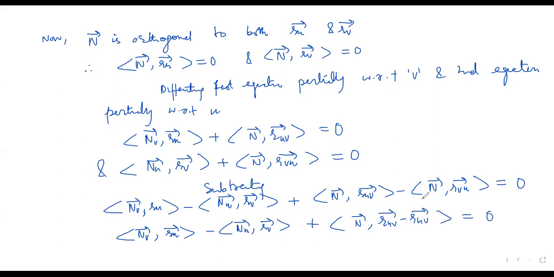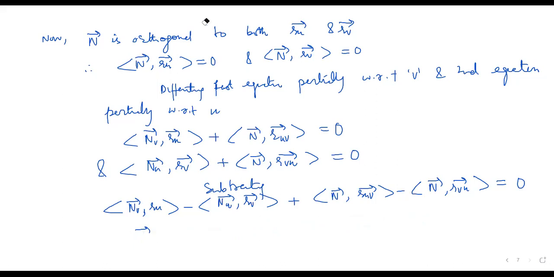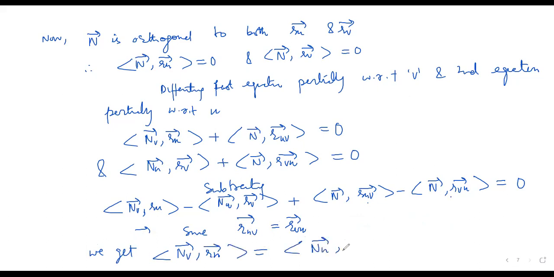Or simply I could say now, this will get too long. Simply we say now r_uv, because the surface is smooth, so mixed partial derivatives are equal, so therefore this and this cancel out. We get what we wanted, that is n_v · r_u is equal to n_u · r_v.